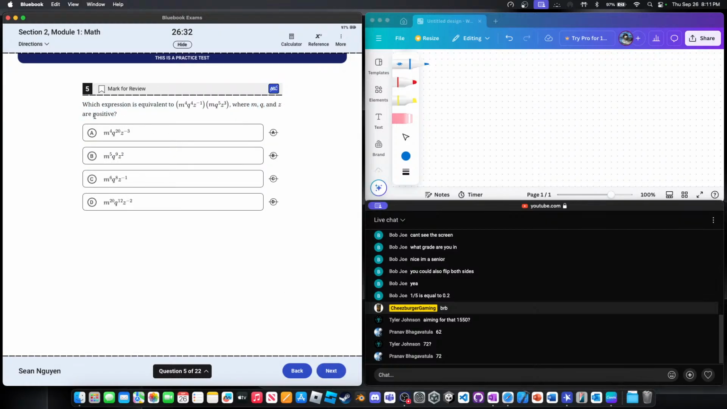Okay, which expression is equivalent to m to the power 4? Okay, so m to the power 4, q to the power 4.